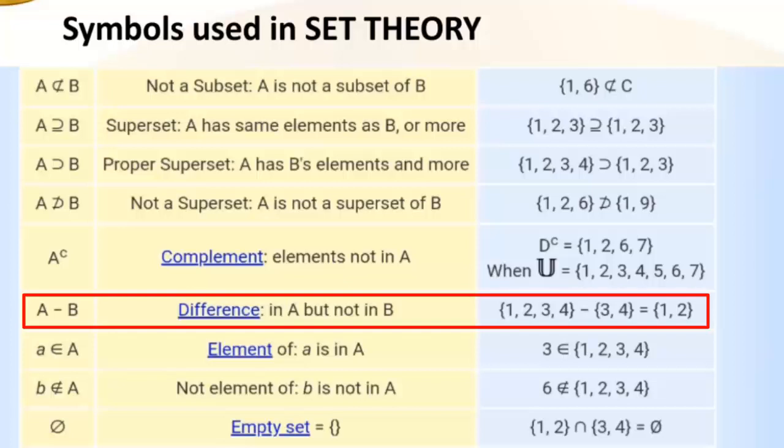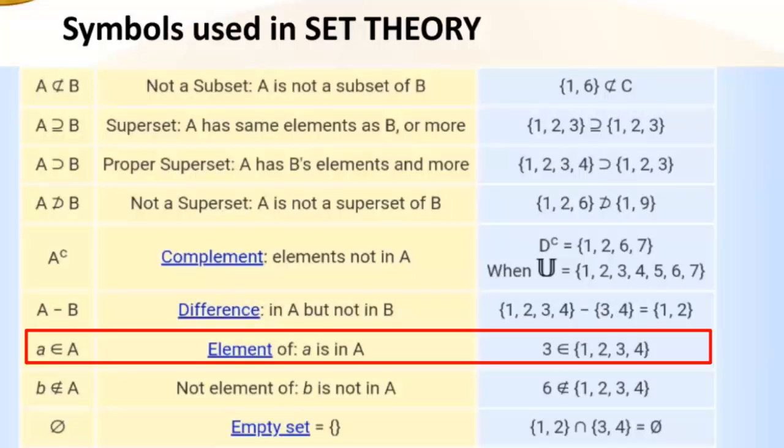Now the next one is A minus B. A minus B simply means difference. It means the elements in A but not in B. Now for example, if we have 1, 2, 3, 4 minus 3, 4, assuming 1, 2, 3, 4 stands for set C, while 3 and 4 stands for set E, then C minus E is going to give us 1 and 2. The elements in C that cannot be found in E. Those are 1 and 2, because 3 and 4 can be found in E.